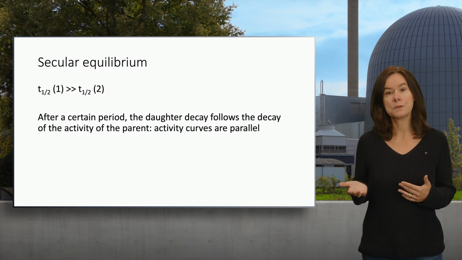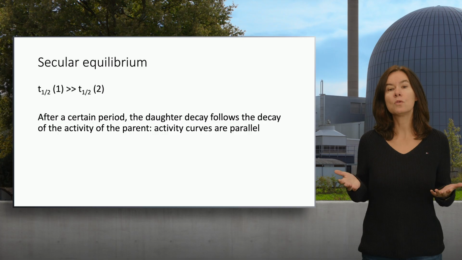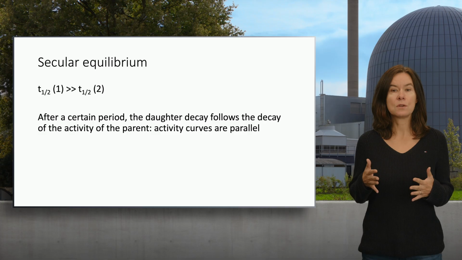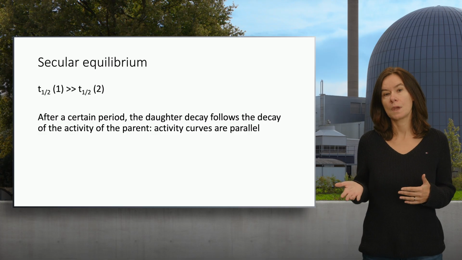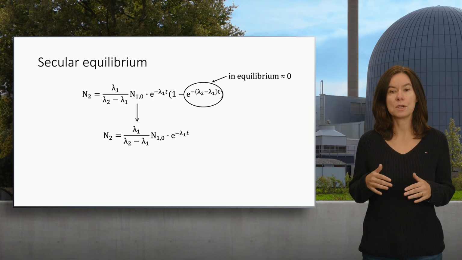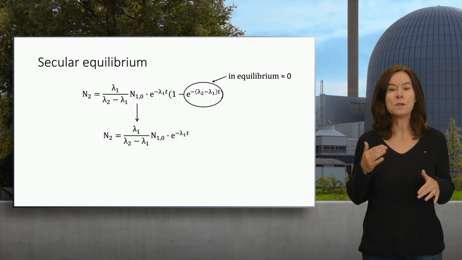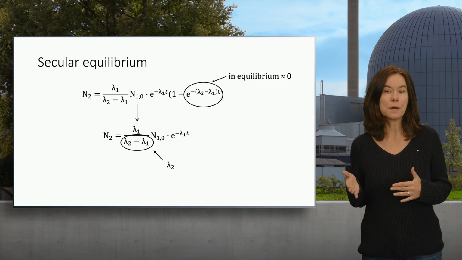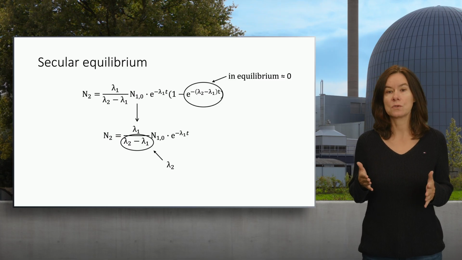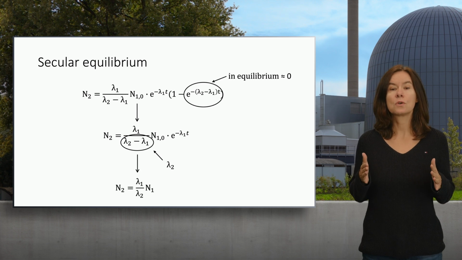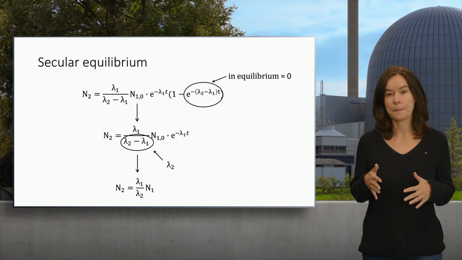Here the activity of the parent decreases so slowly that it appears almost constant, while the activity of the daughter steadily increases. Once equilibrium is reached, the activity curve of the daughter will follow that of the parent. To derive the equation that you can use for secular equilibrium, we follow the same methodology as for transient decay. The only difference is that since the decay constant of the daughter is so much larger than that of the mother, we can replace this term with the decay constant of the daughter. This results in the following simplified equation to calculate the number of daughter atoms.